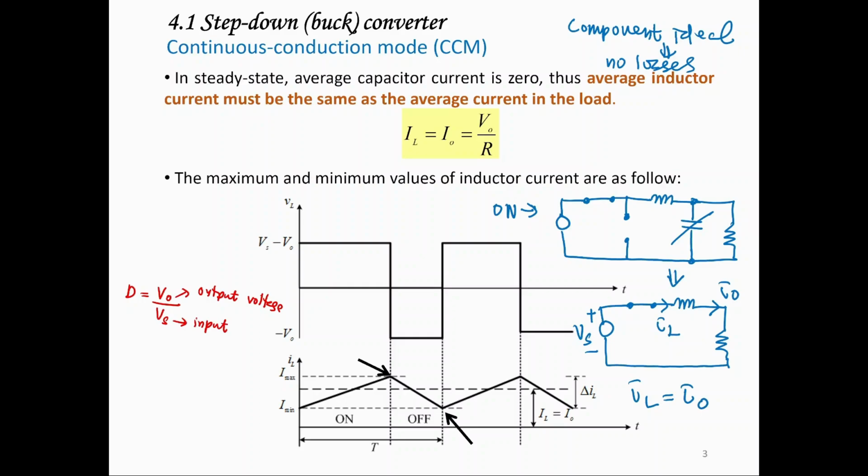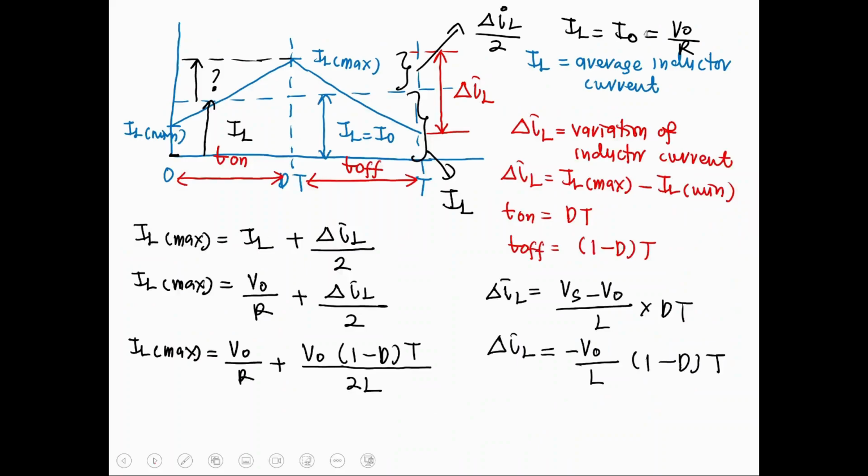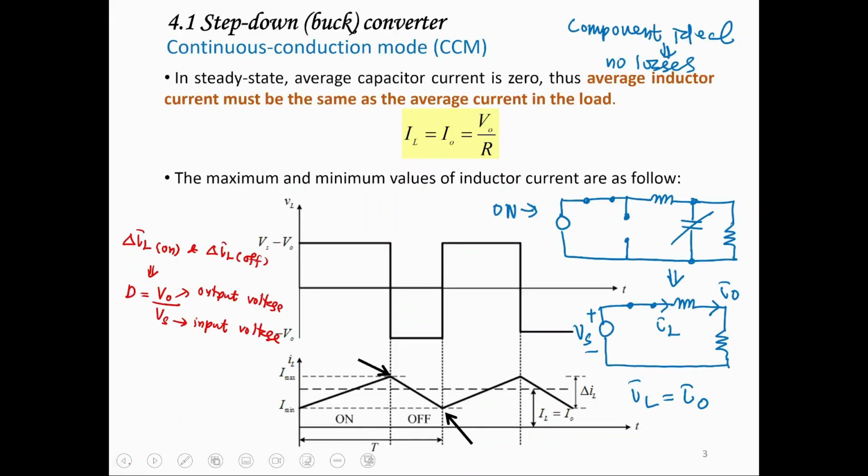Remember, in order to come up with this equation, we used the delta IL equation. We have two delta IL equations, when your switch is on and when your switch is off. Then we use KCL to sum these two equations together, and finally we are able to get the duty cycle. Next, we're going to look at the second equation with regards to the current, which is IL.